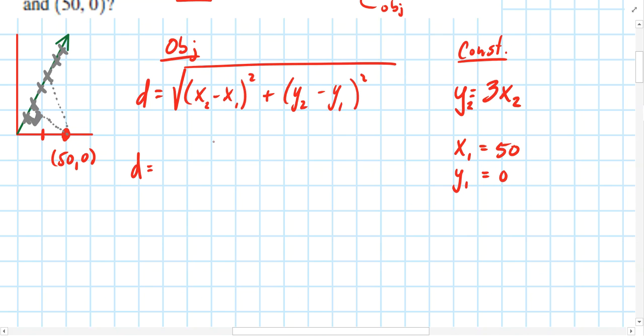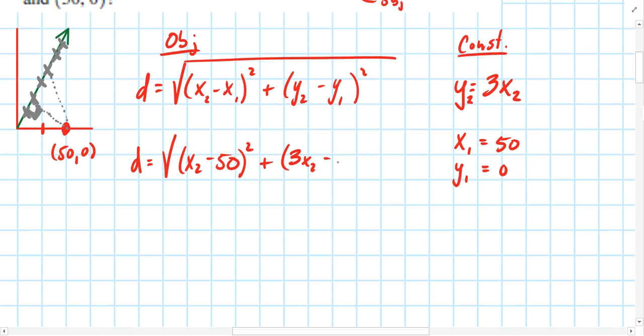So I'm just going to reverse these so that I have x2 minus 50 squared plus 3x sub 2 minus 0 squared. Again, I've made the replacements from the constraints, and I'm just more comfortable having the numerical or constant value at the end of the binomial to square it.